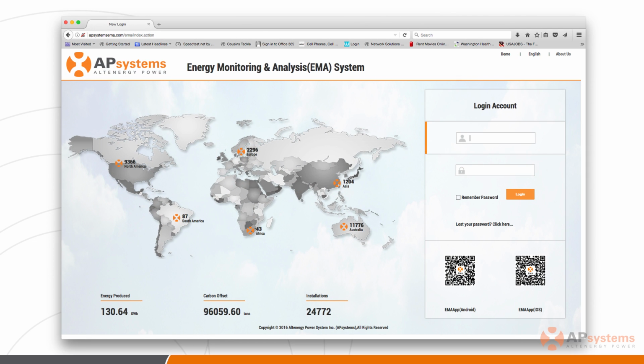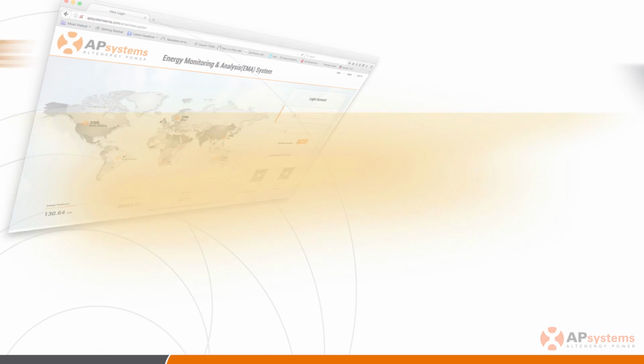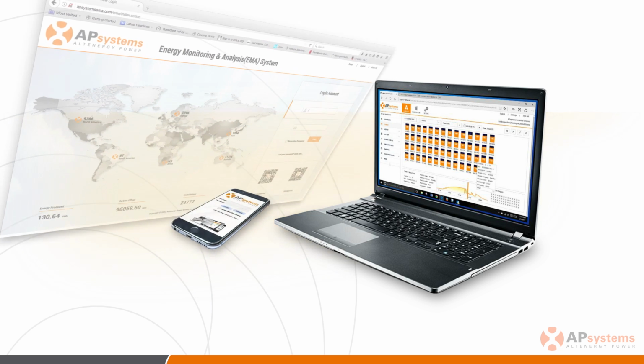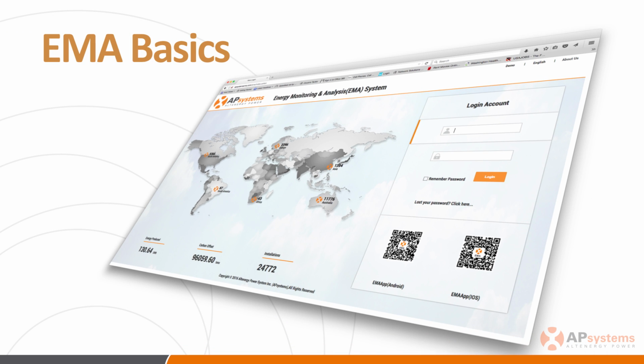The Energy Monitoring and Analysis, or EMA, website allows for 24/7 management and monitoring of the solar array via any web-enabled device, such as internet-connected computers, tablets, or smartphones. While the EMA functionality is covered in depth in another training session, a few basics are in order, so you have a better understanding of how the entire system is designed.